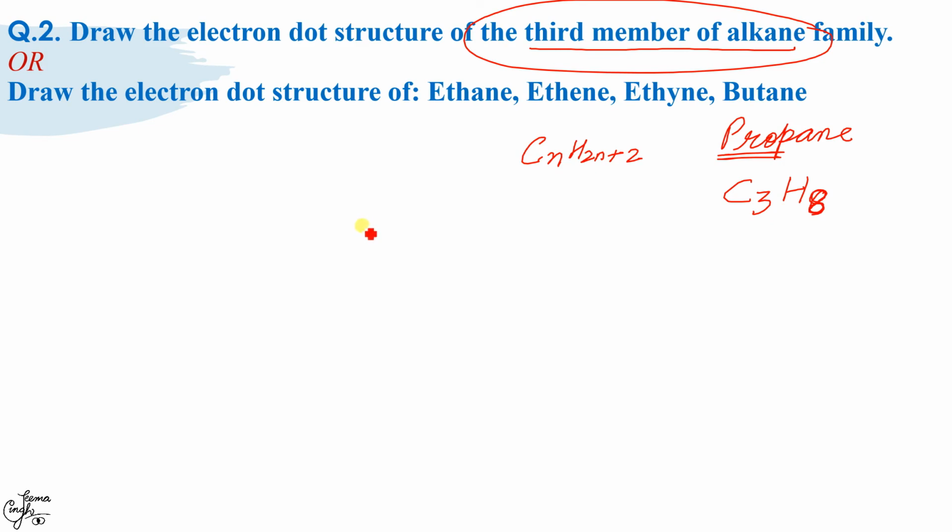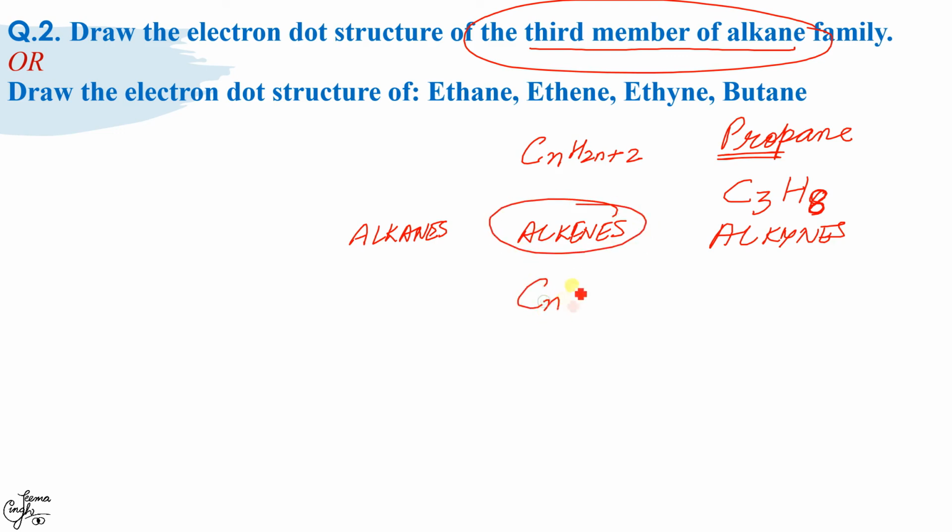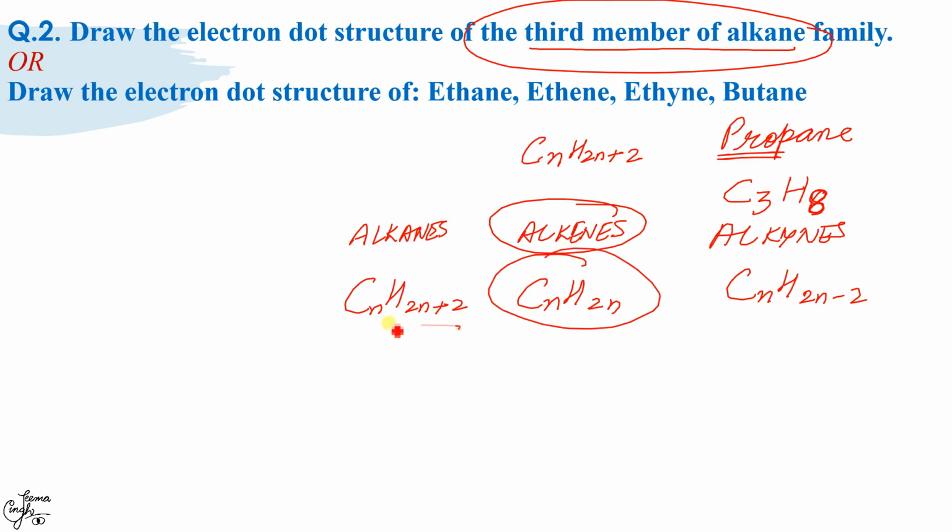How do I remember this? See, first I talked about alkanes, then I talked about alkenes, and then I talked about alkynes. Fine. So alkenes are in between with formula CnH2n. This side we are going to add, 2n plus 2. This side we are going to subtract, 2n minus 2. So this is the center one, plus 2 this side and minus 2 this side.